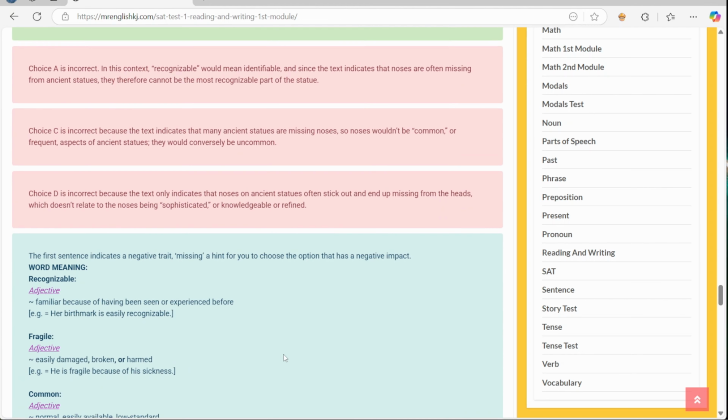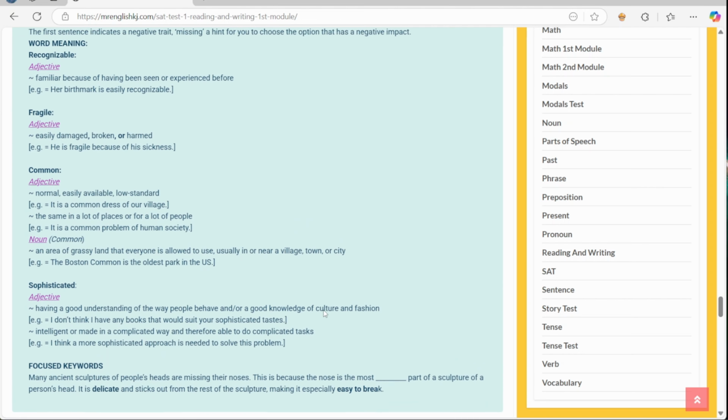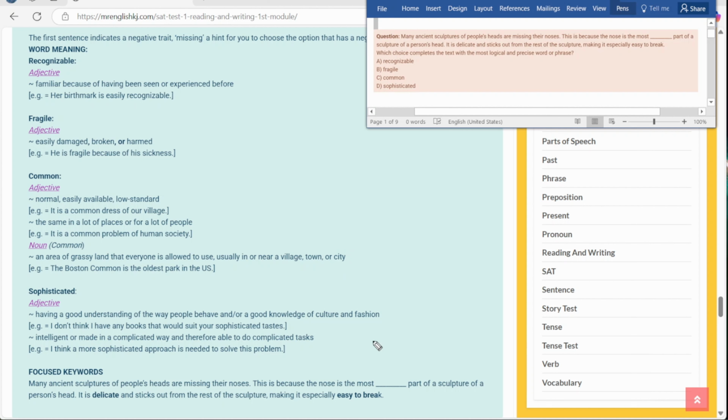Let's try to understand the focused keywords. If you take a look here, you will understand what we should do. The focused keywords are telling us a few things: delicate, easy to break. It is delicate, denoting the nose here, especially easy to break. Now we need to find a word that matches this description. Sophisticated? Well, I don't think so. Good knowledge, culture, fashion, no.